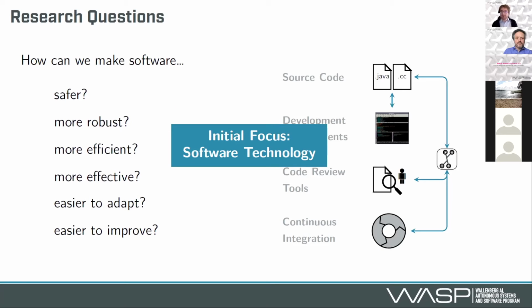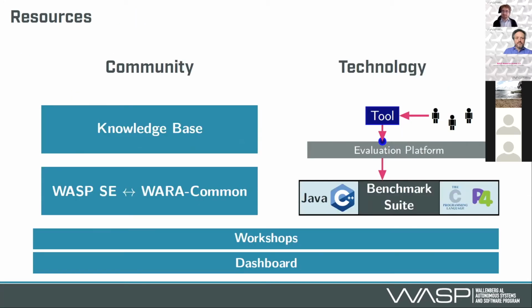Given all of these different activities that we're trying to support, the resources that we're trying to build are a bit broader. We are trying to build both community and technology resources for different aspects of our activities. On the community side, we're building up a knowledge base for WASP members so that they can share knowledge about tools and about their own research and of others' research as it applies to the needs of WASP, but also to help them connect between different organizations.